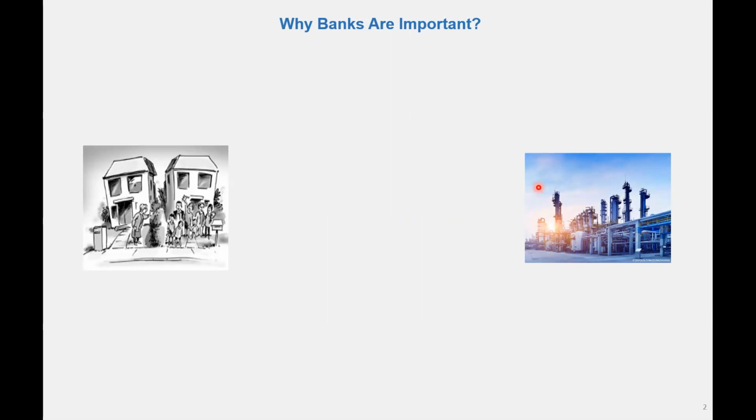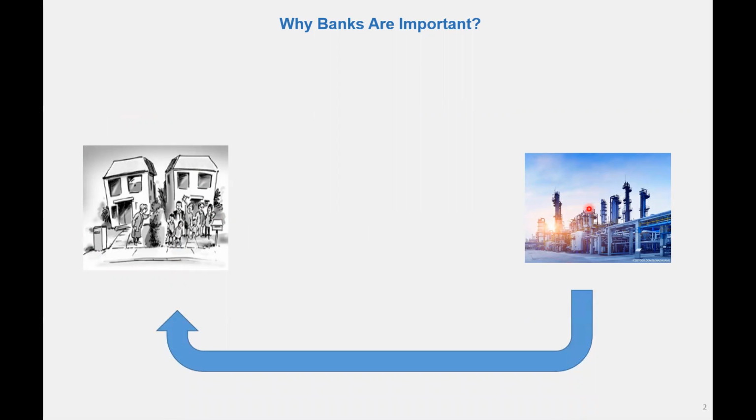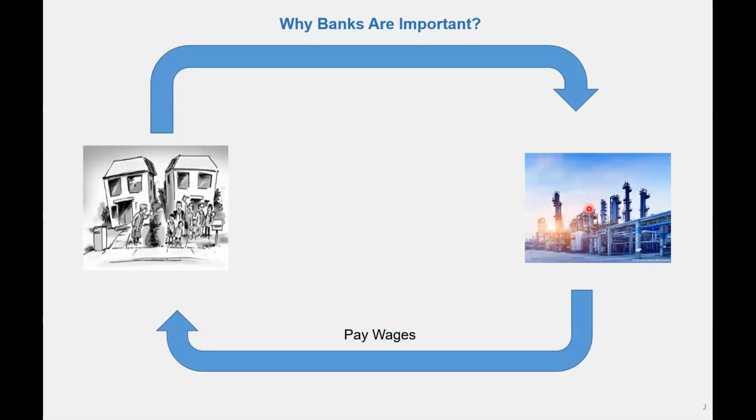So let me start with a very simple structure. In our society we have households who work for a company. They consume something from their wages, and they save something. These companies pay wages to these households, right? Once these companies pay wages, the households consume goods and services of these firms, and some of the money they also save.